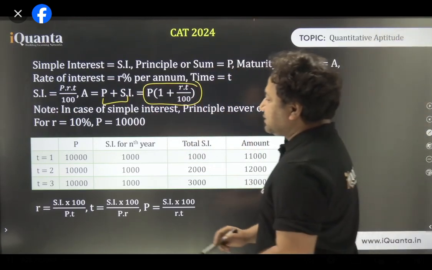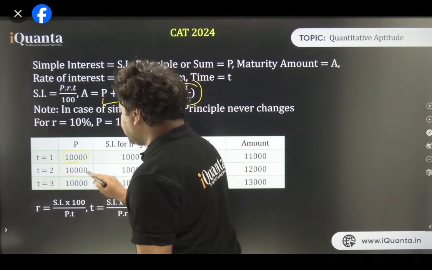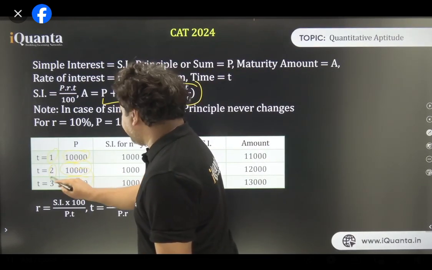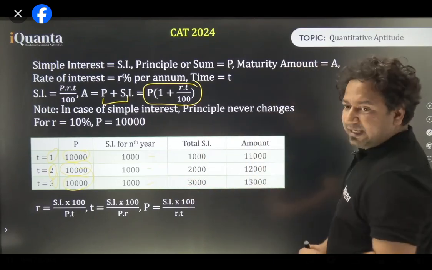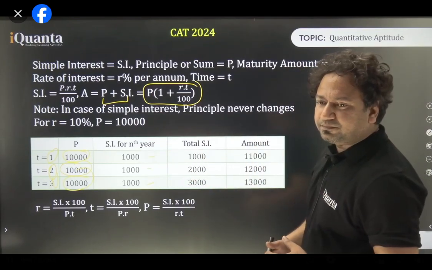Let us look at this example. So the principal is 10,000. It remains 10,000 always for all the years. This time 1 year, 2 year, and 3 years. Simple interest for first is 1,000. For second it is 1,000 again. For third it is 1,000 again. Total SI will keep on accumulating.